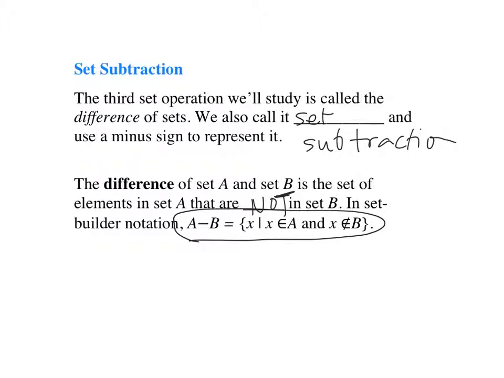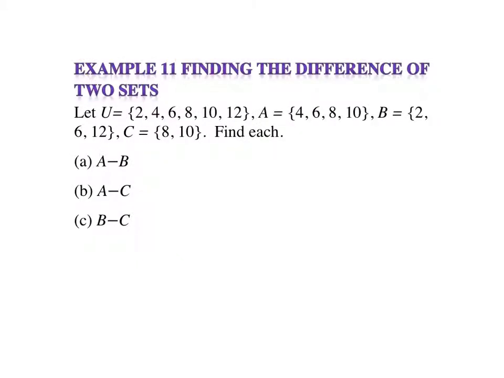The difference between set A and set B equals the set of elements x such that x belongs to A and x does not belong to B. Okay, that's how we write it. And let's look at some examples. In this example, we have 3 sets again under a universal set, and A minus B. So it's simply you line them up again.